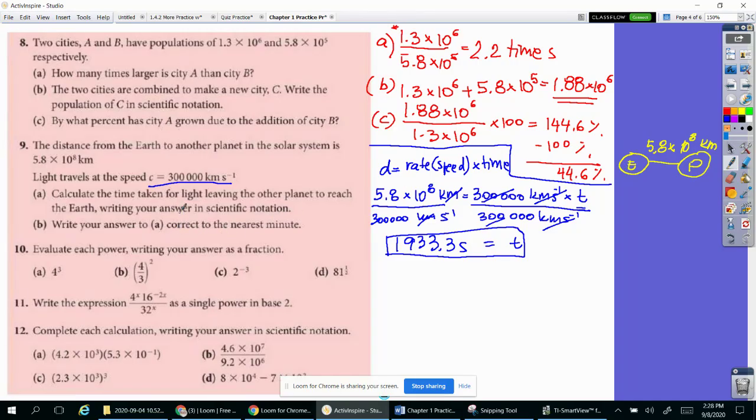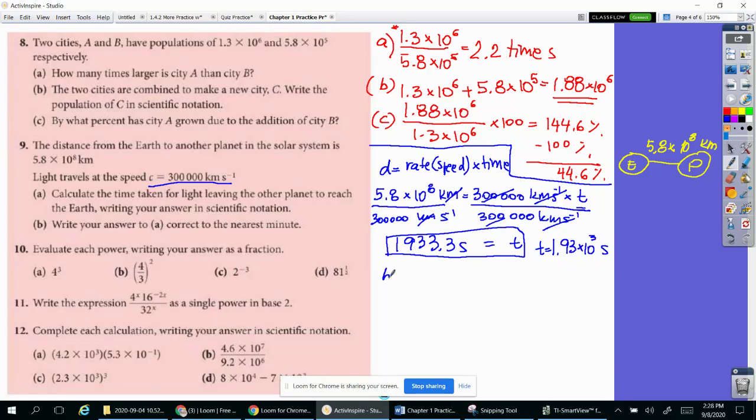Now it says write your answer in scientific notation. So what does that look like in scientific notation? We're going to move our decimal point 1, 2, 3 decimal places to the left. So we're going to put 1.93 times 10 to the third seconds.